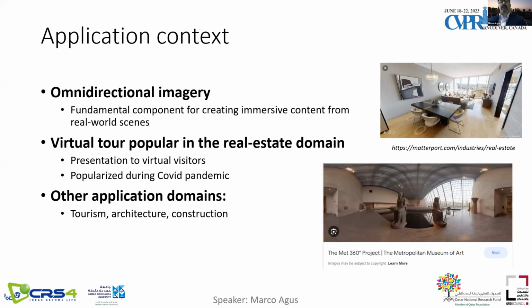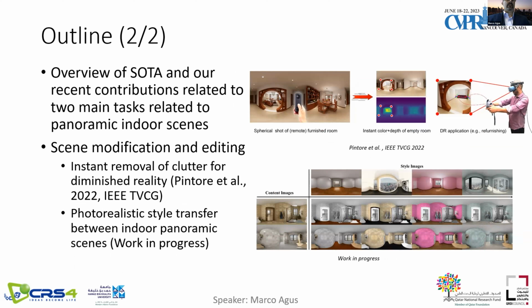And the second part of this talk instead will be related to how to make models that can provide the modification of the scene and provide the tools that automatize the editing process. So I will showcase an example of a model that is able to automatically remove all clutter from the indoor scene, so for diminished reality applications.